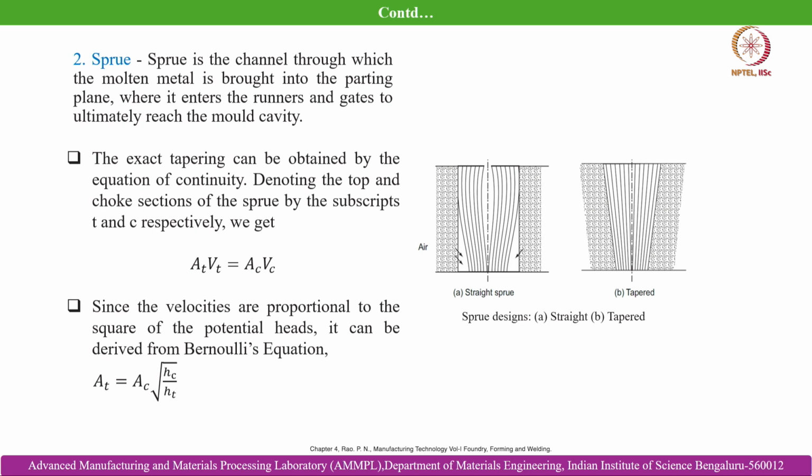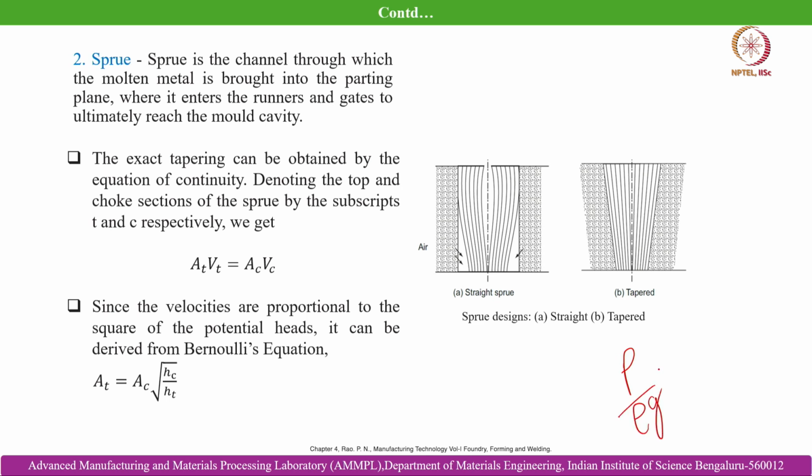The sprue is the channel through which the molten metal is brought into the pattern plane, where it enters the runners and gates to ultimately reach the mold cavity. So, how do we determine the dimensions of the sprue? We can do it quite effectively by applying Bernoulli's equation. I hope you are already aware of it; however, I am writing it over here.